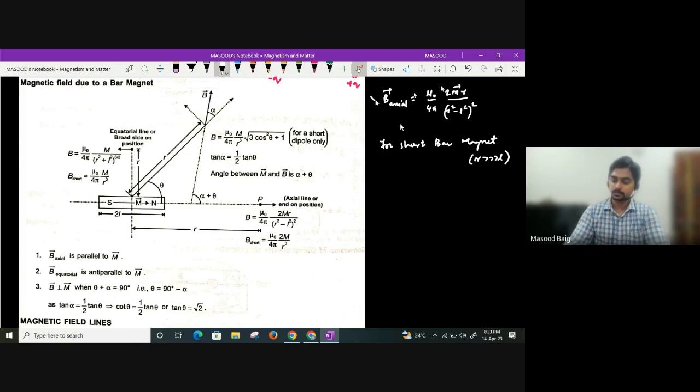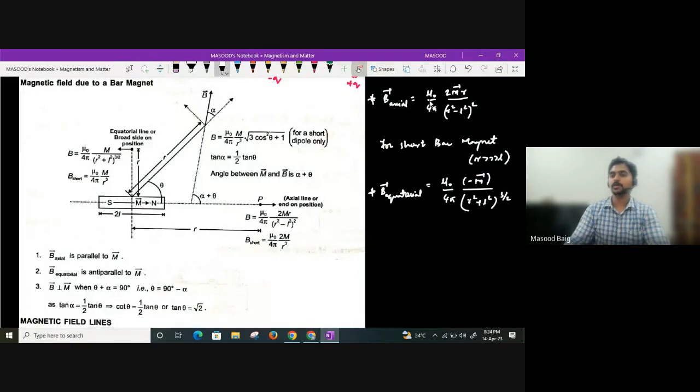Is that clear? In the same manner, you take any point on the equatorial axis; that will be called your equatorial point. And what will I get for the magnetic field at the equatorial point in vector form if I write? The magnetic field at the equatorial point will be mu naught by 4 pi, minus m bar divided by r square plus l square, whole power 3 by 2.